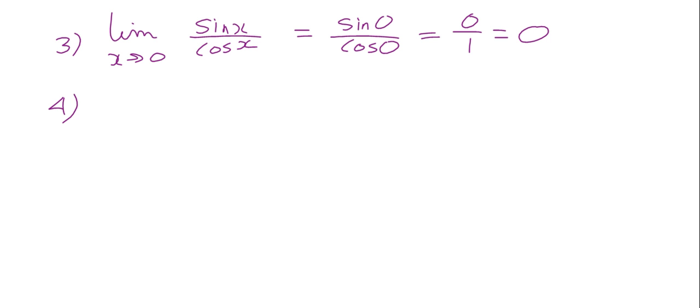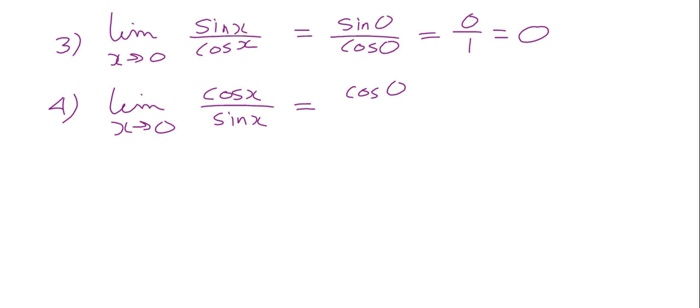4. The limit. What if it's cos x over sine x? Yeah, because then it's going to be cos 0 over sine 0, which is 1 over 0, which does not exist, right? And it's not equal to does not exist, it is does not exist.